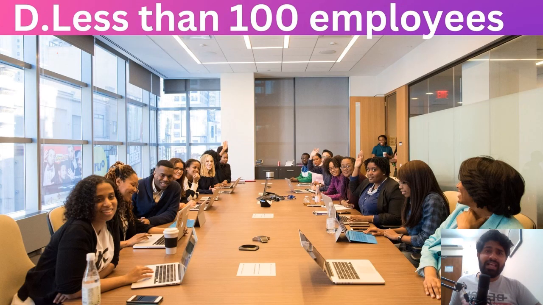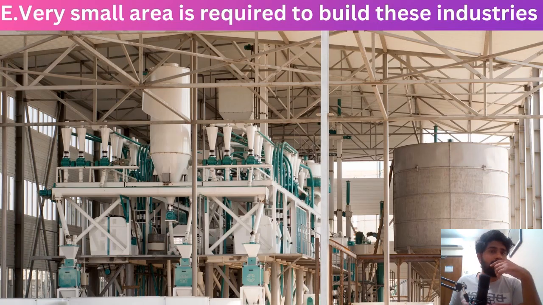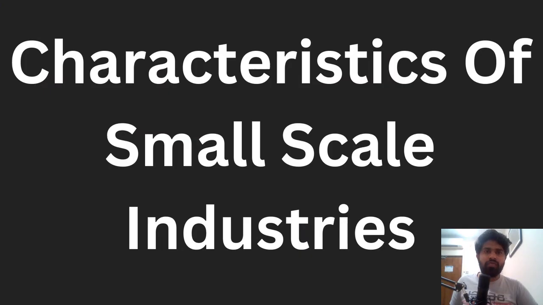And then less than 100 employees. In small scale industries, it will be maximum 100, 120. It will be less than that only. That will be called small scale industries. And then a very small area is required to build these industries. Later I will give you examples, then you will understand how much space we need for these industries.